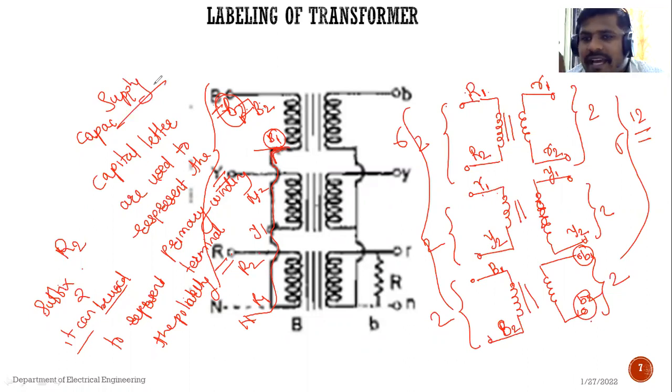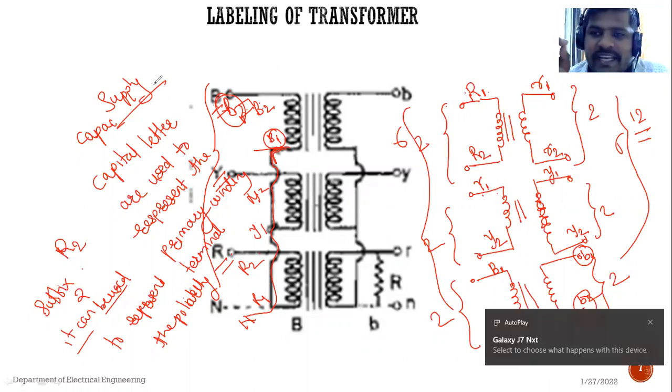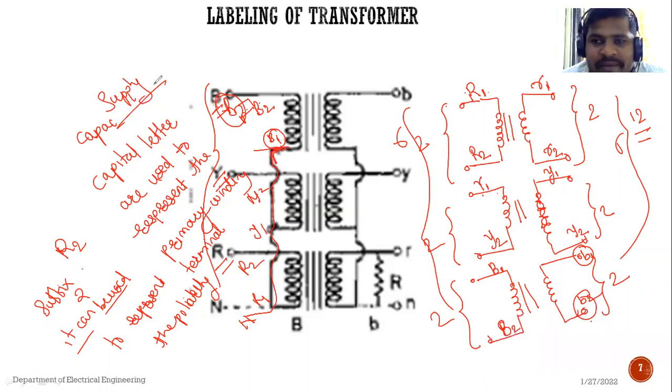Okay, so that we are able to understand the connection, and we are able to represent the polarity after understanding the labeling. After understanding the labeling, we can know which phase this terminal belongs to, whether it is a positive terminal or a negative terminal, whether it is on the primary side or on the secondary side. So we can easily understand by using that type of label. Okay, getting?